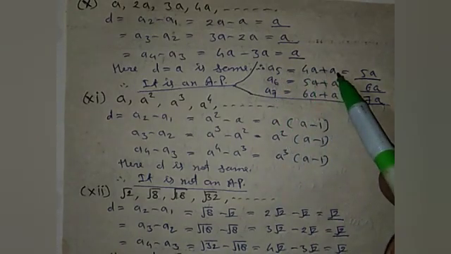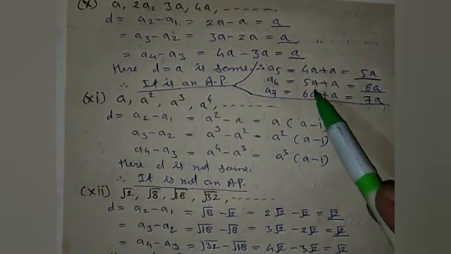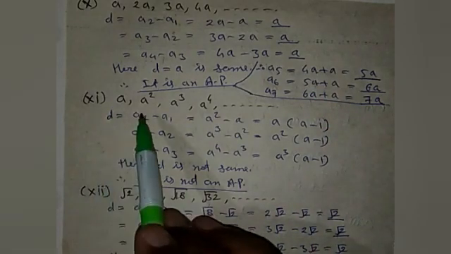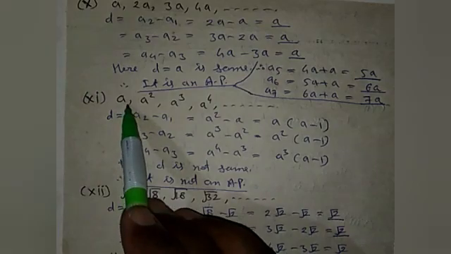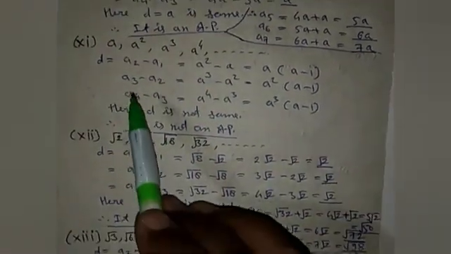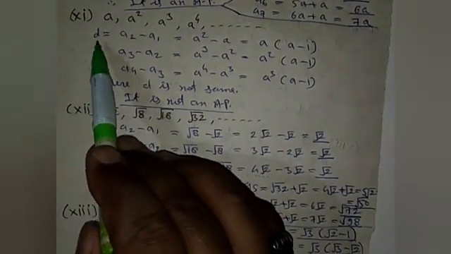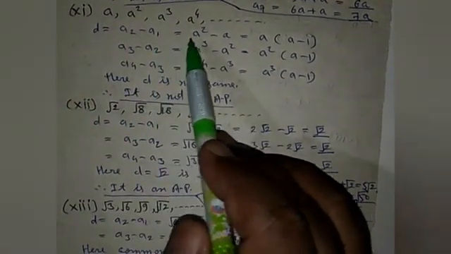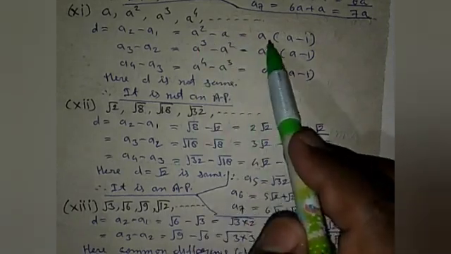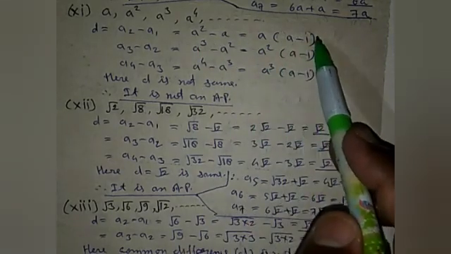That is equal to 4A plus A, that is 5A, then 6A and 7A. In 11th part, the series is given as A square, A cube, A power 4 and so on. So here let the difference D is equal to A2 minus A1, that is equal to A square minus A. Taking A as common, you will get A into bracket A minus 1.